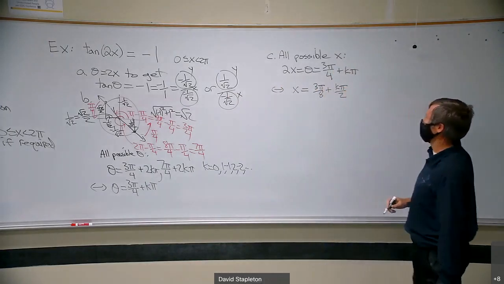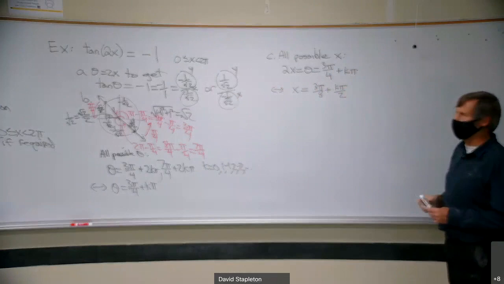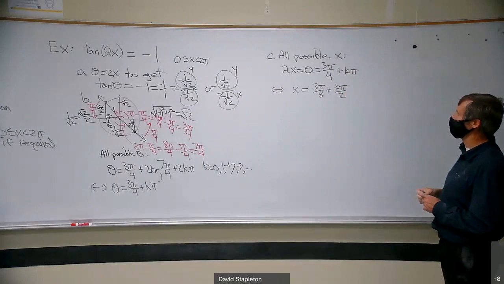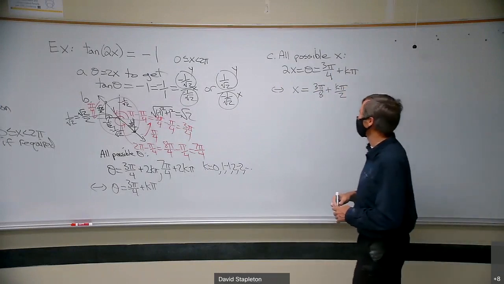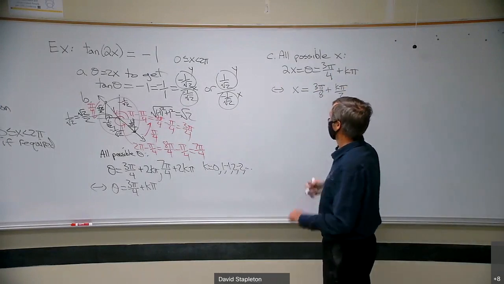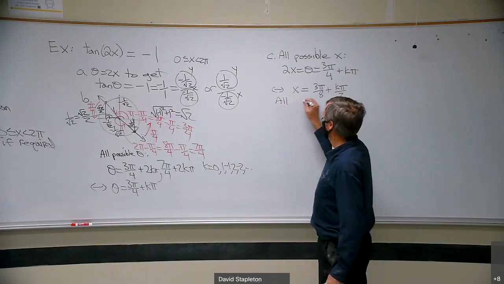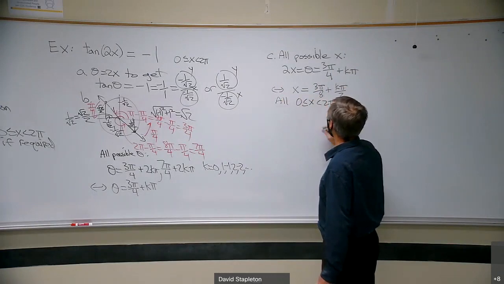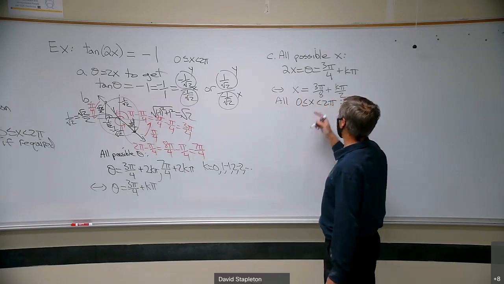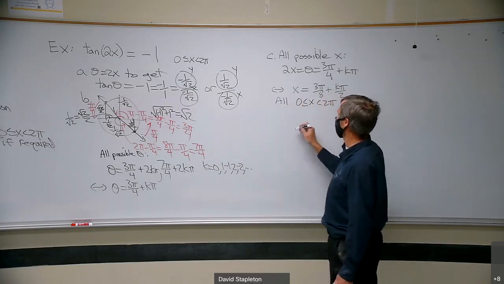There's all angles x. But this one has a restriction, right? We want x only between 0 and 2 pi because we only worried about the direction, not about all rotations. So now all x between 0 and 2 pi within one rotation. What are those? I just try plugging in various values of k and see what works.